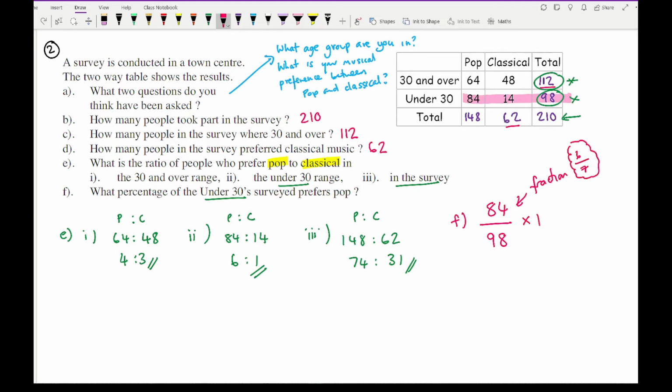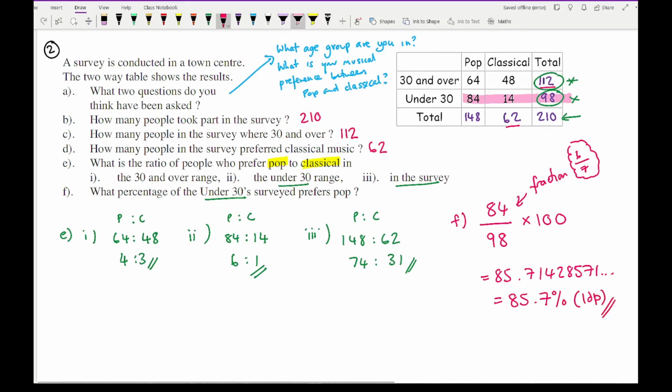But because I want it as a percentage, I just need to multiply that by 100. So if I multiply that by 100, I get 0.857. If I don't, I get 85.7142857, blah blah blah. So all I then need to do is round this percentage. So I'll round to 1 decimal place, and that's to 1 dp. There is my final answer.